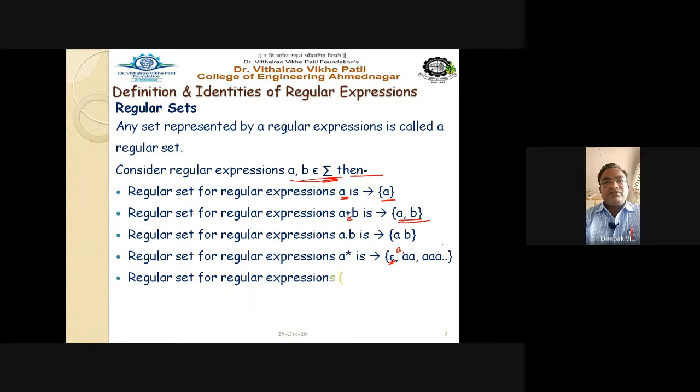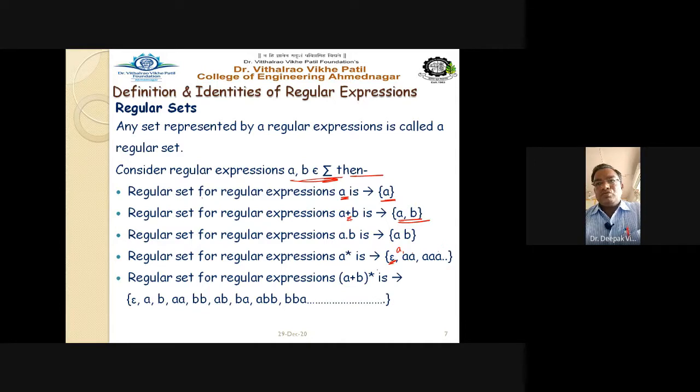Then the regular set for the regular expression a plus b star. Here you have two operators. This is the closure or star operator, meaning any number of a and b's are possible, and this is the or operator, the plus operator, or union. The dot operator is nothing but your and operator, just like in logic design, right? So dot is your and operator, and plus is your or operator.